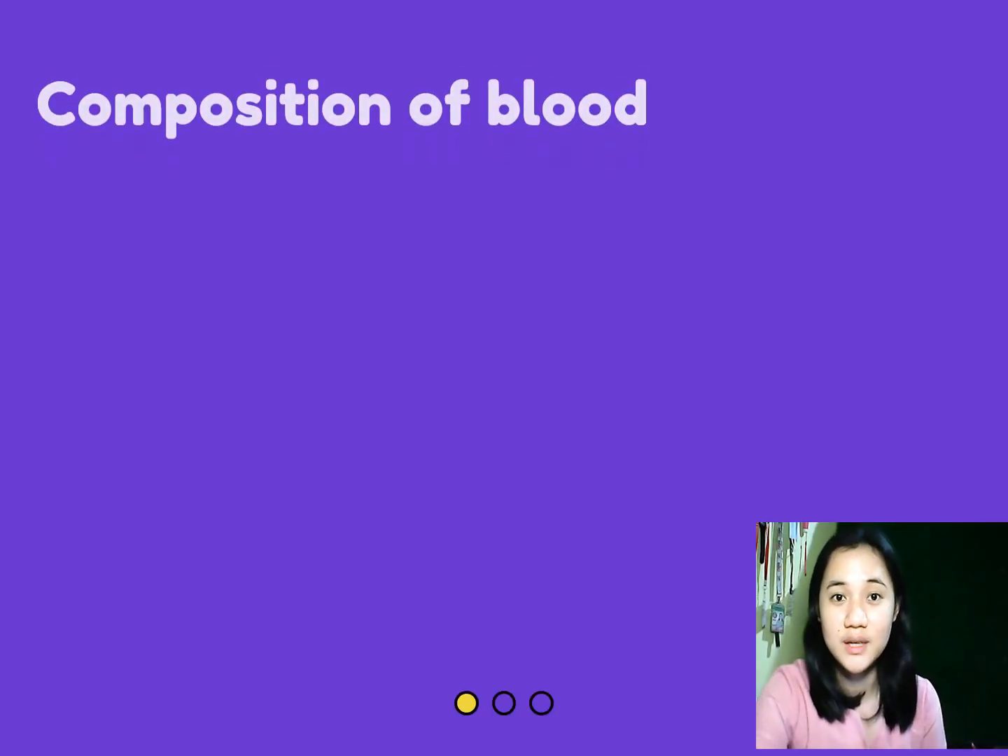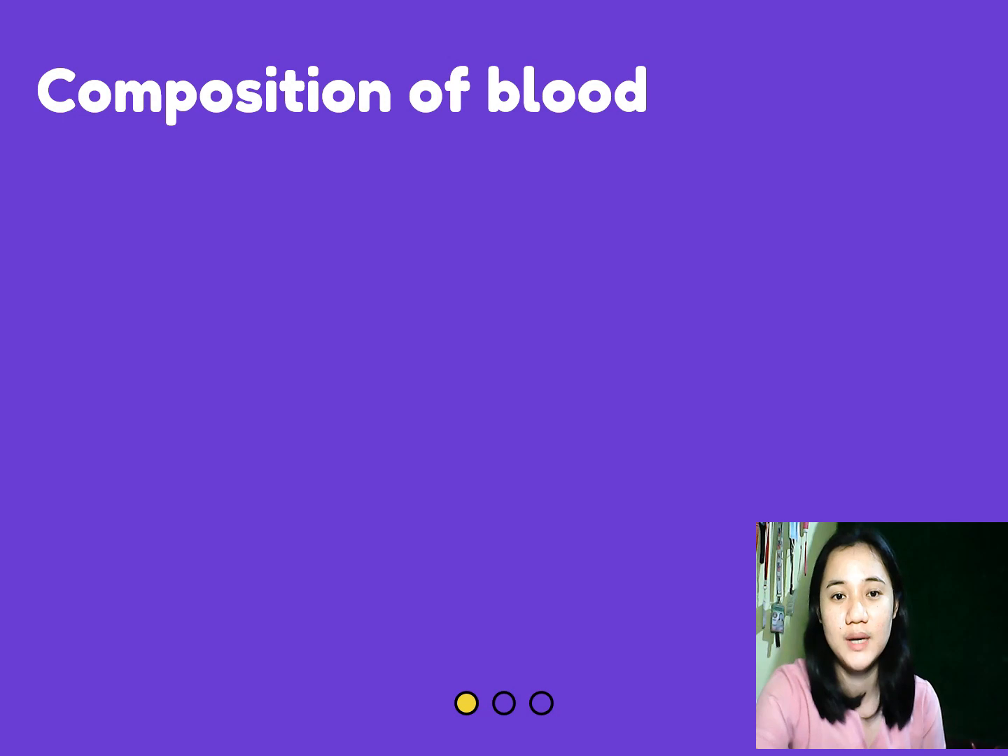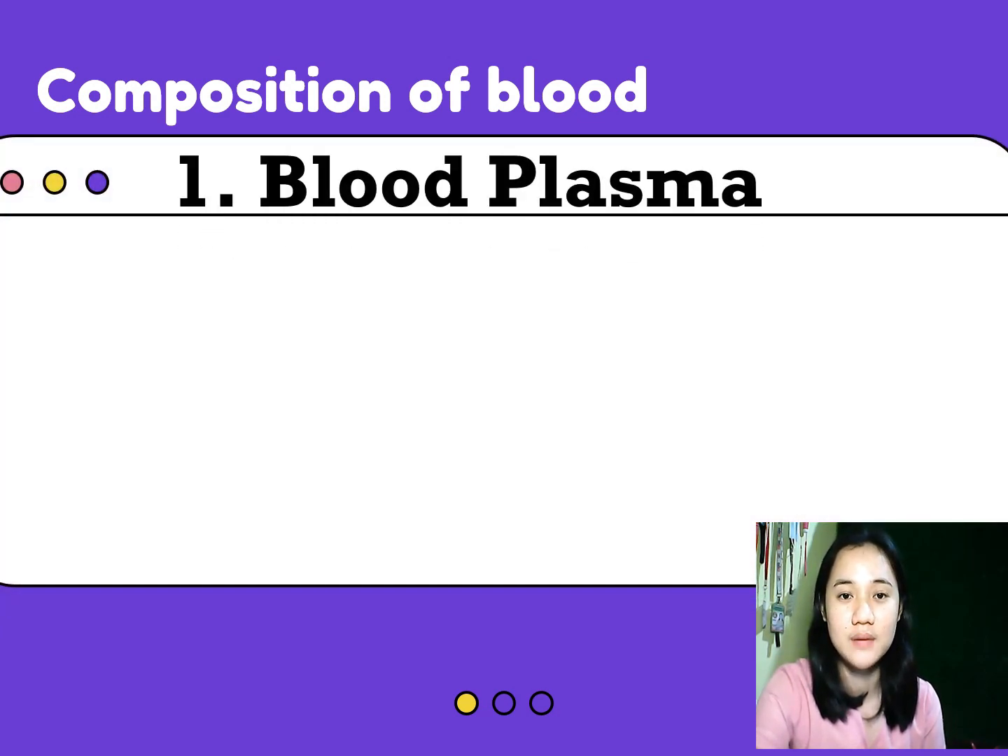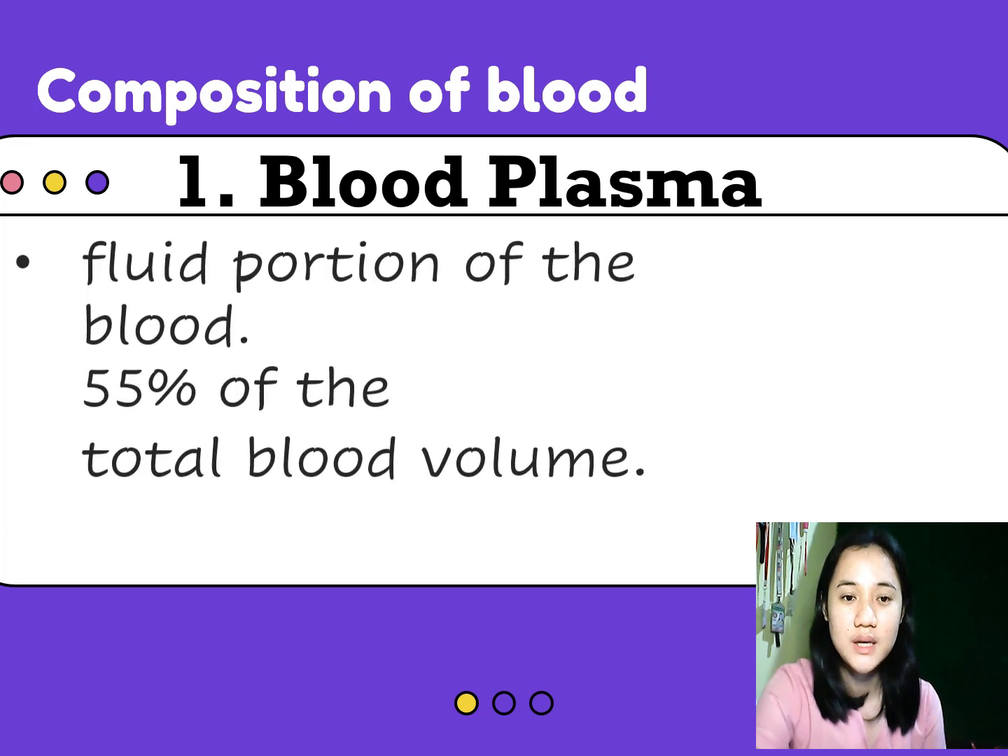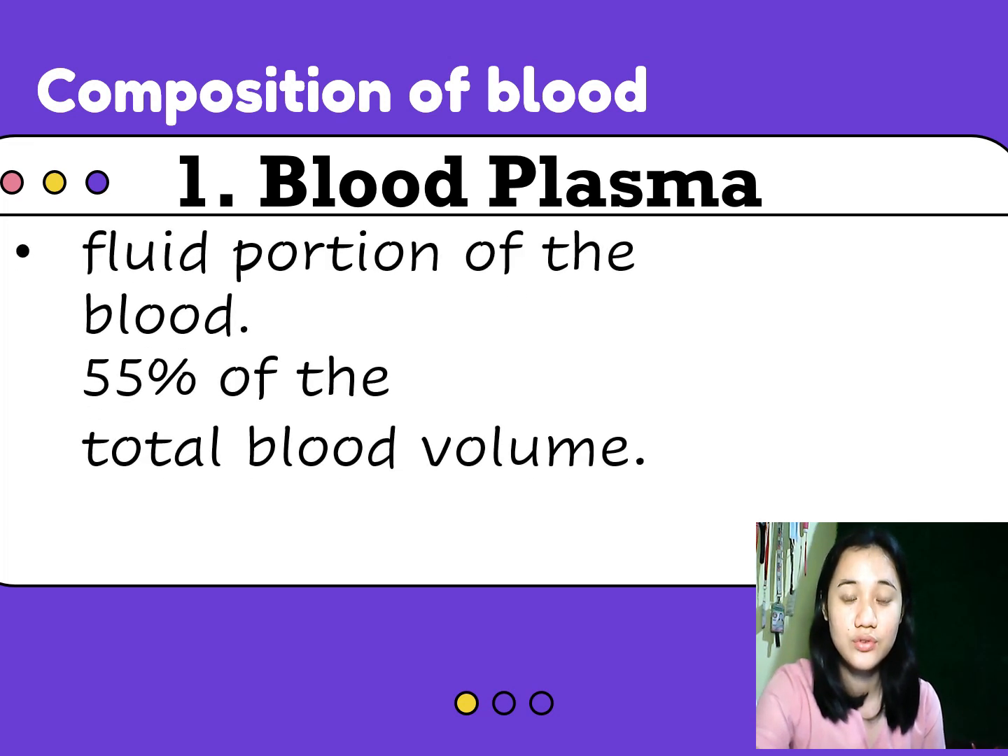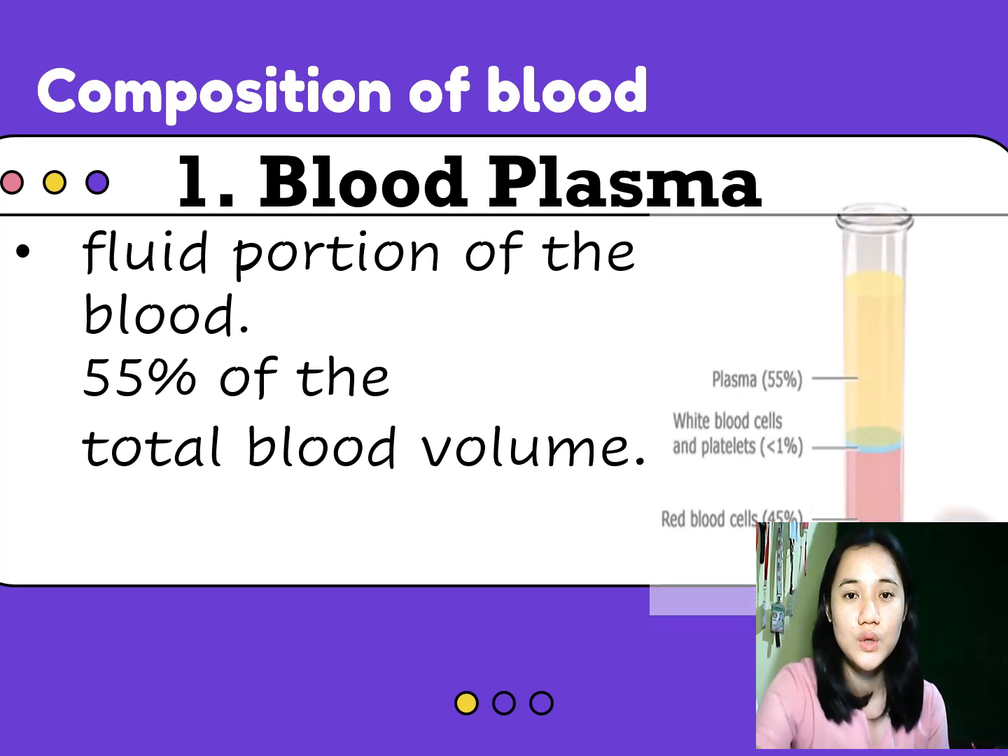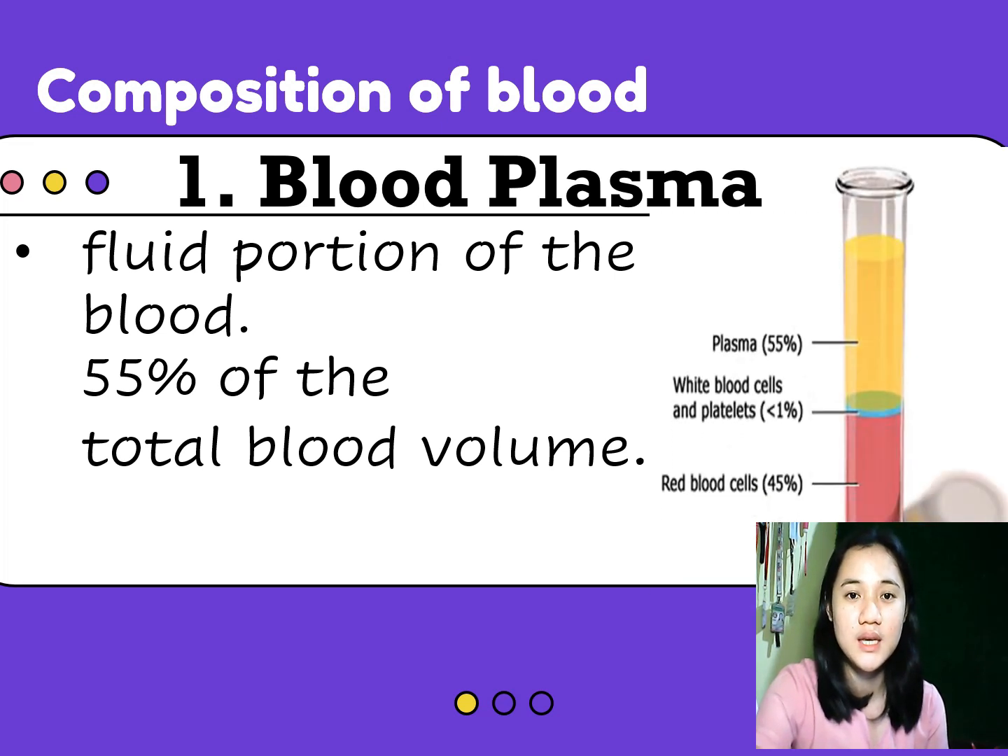So, what is in the blood? What is the composition of blood? Okay, so first one, we have the blood plasma. Blood plasma is defined as the yellow fluid portion of the blood, and it composes 55% of the total blood volume. So, blood plasma is a yellowish liquid that is about 92% water.